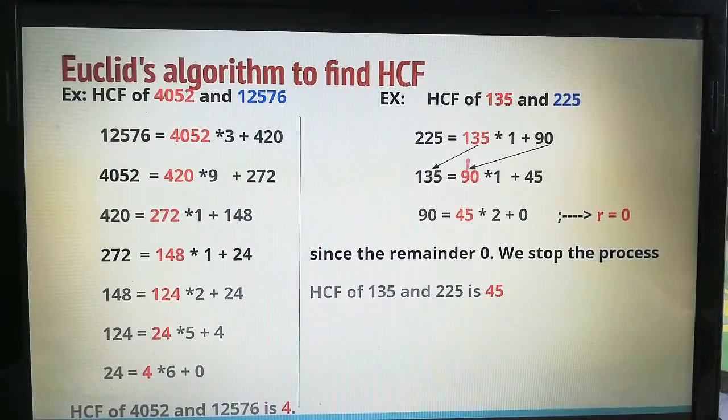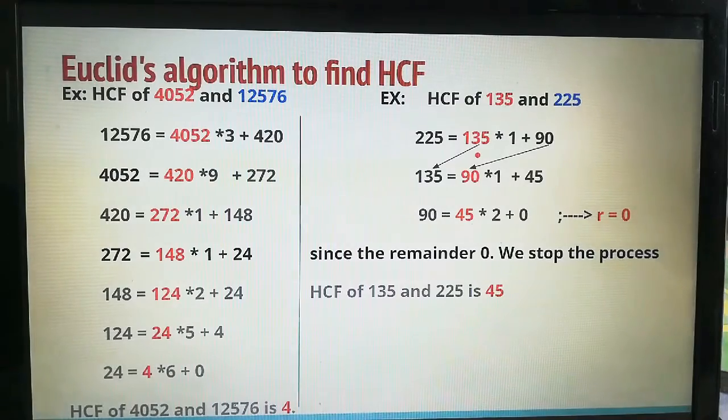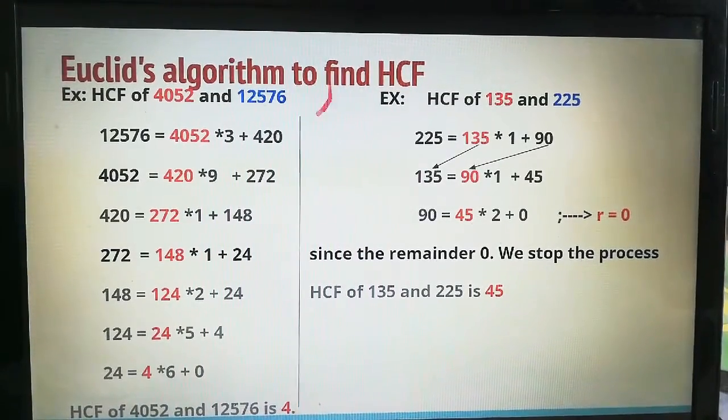What is the question? HCF of these two numbers. Once you get the remainder as 0, the b part is the HCF of these two numbers. So we are using this Euclid's algorithm, that is, the algorithm says a equals bq plus r. In this form also we are able to find the HCF of any two numbers. Likewise we will see some other example.